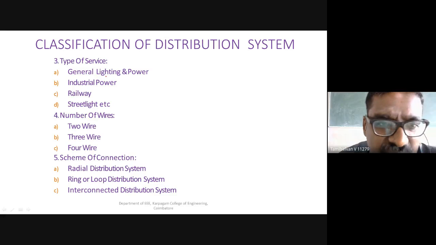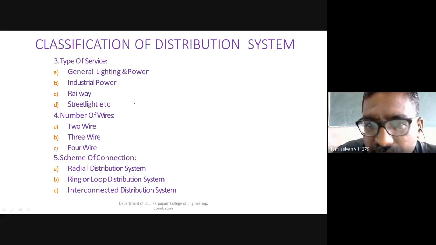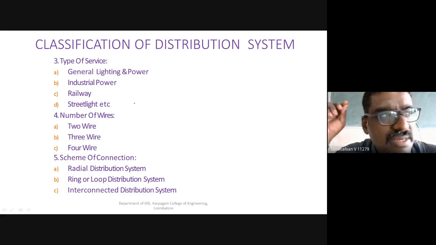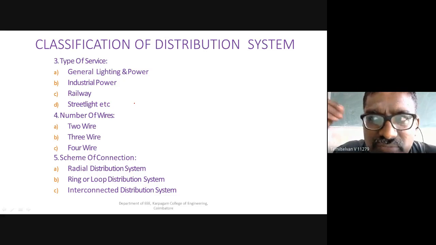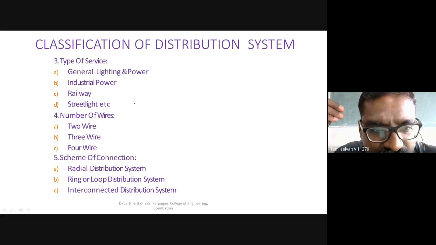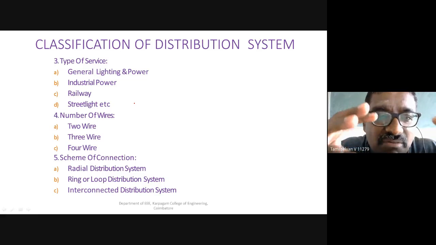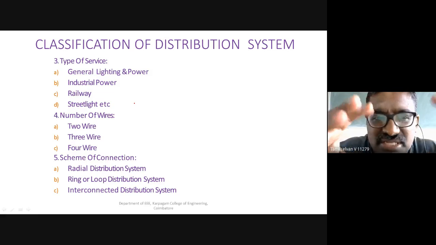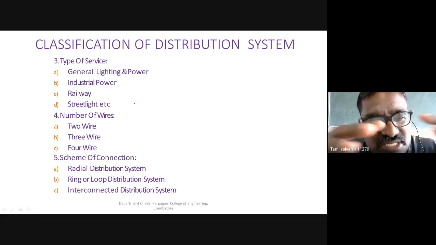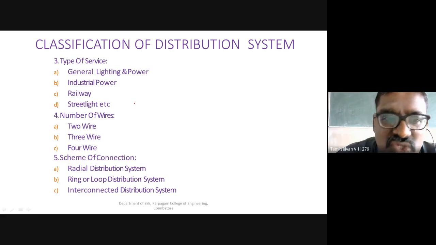Type of service means whether the distribution system is for general lighting and power. Suppose in some area we only have a street lighting system; there we use a distribution system only for street lights. An exclusive type of service is the railway system. Railways have a separate electrification system where we have to provide uninterrupted power supply.